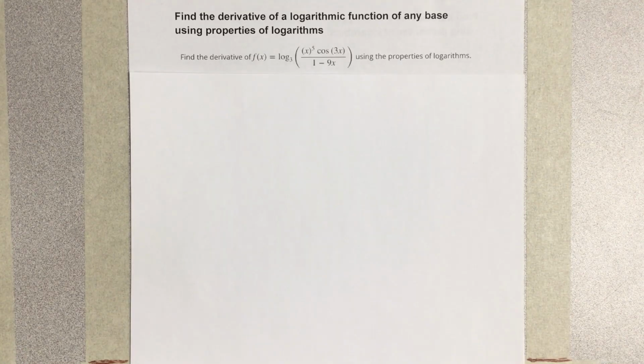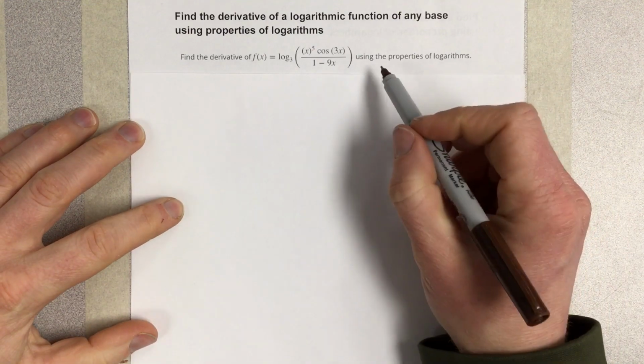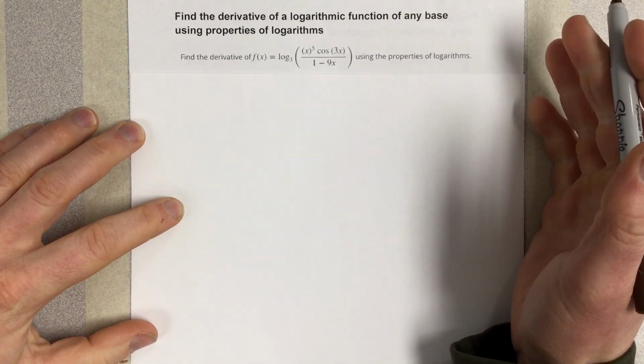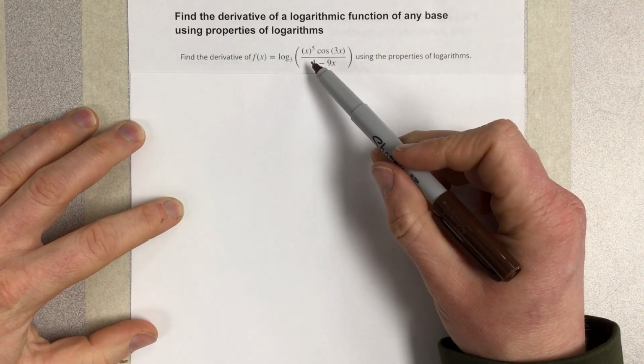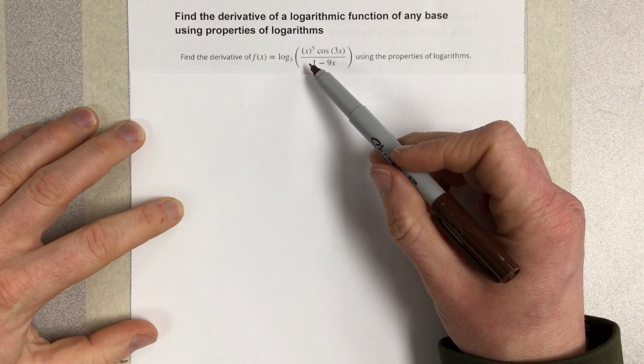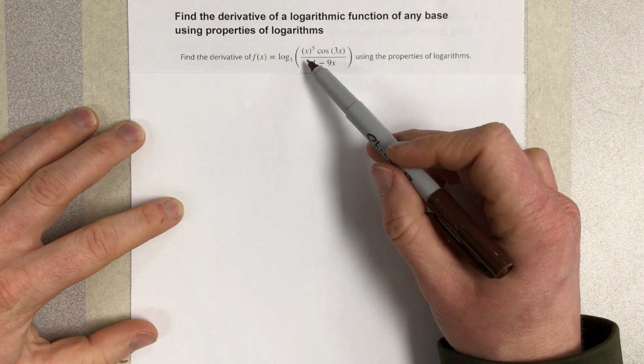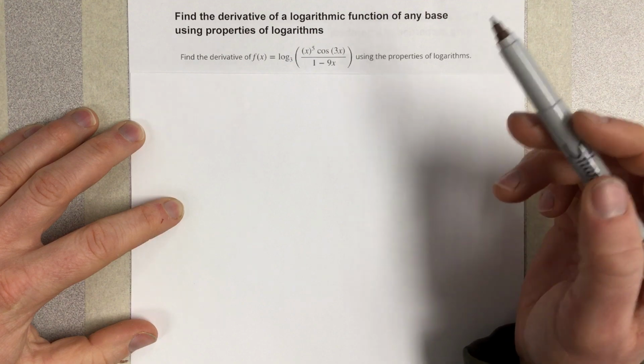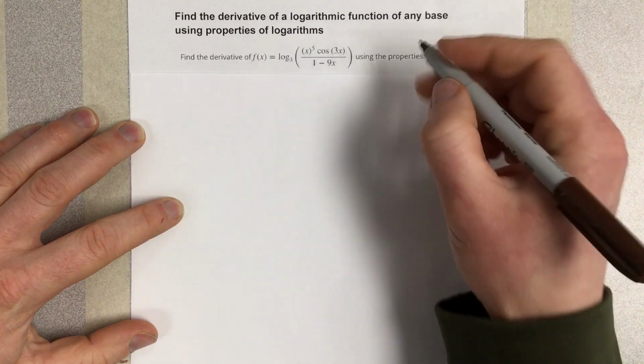In this video, we're going to find the derivative of a logarithmic function of any base using properties of logarithms. It says find the derivative of f of x equals log base 3 of x to the fifth cosine 3x divided by 1 minus 9x using the properties of logarithms. When they say using the properties of logarithms, they just mean go through this before you even start, do some algebra, and make this a little more simple so that we can take the derivative of the logarithms easier.